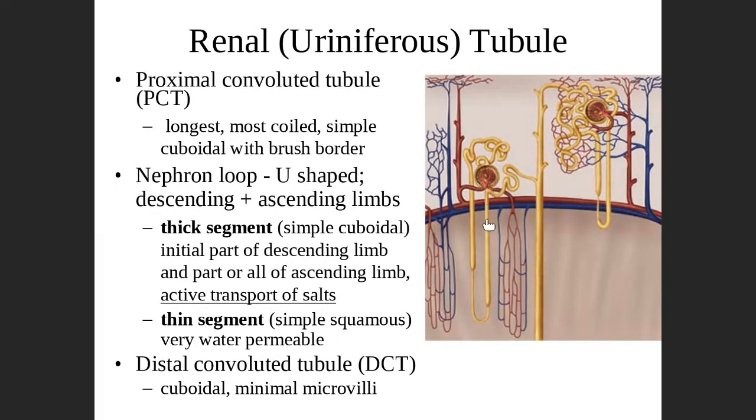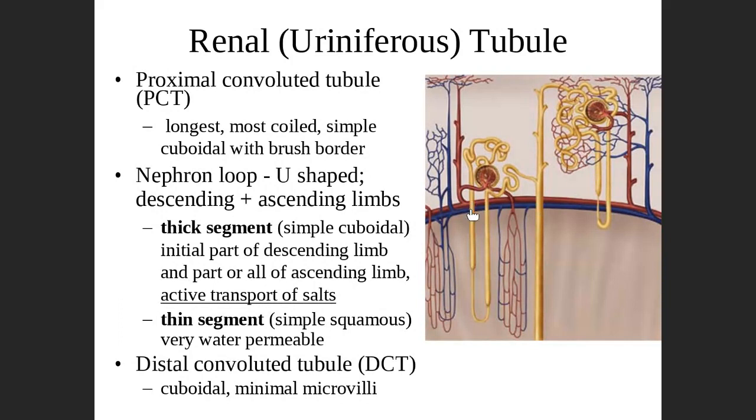Now the ascending loop of Henle tends to be a little thicker than the descending loop of Henle. So this will be the descending loop of Henle. This is the ascending loop of Henle. The filtrate in the ascending loop of Henle goes into the distal convoluted tubule. That's this, right? Then it goes into the collecting duct, which is this. We'll come back to the significance of these.